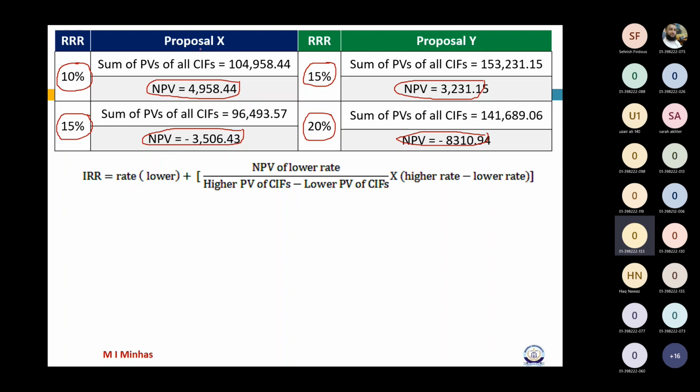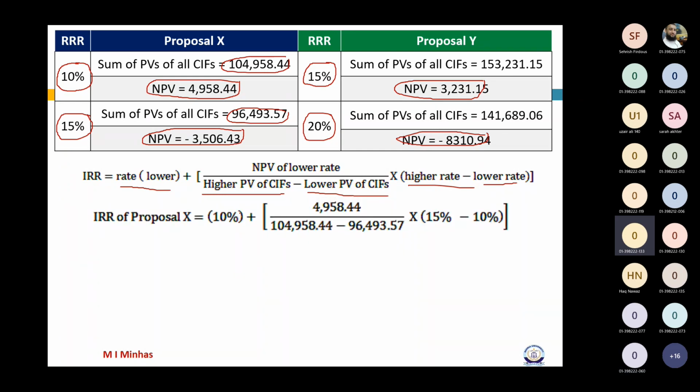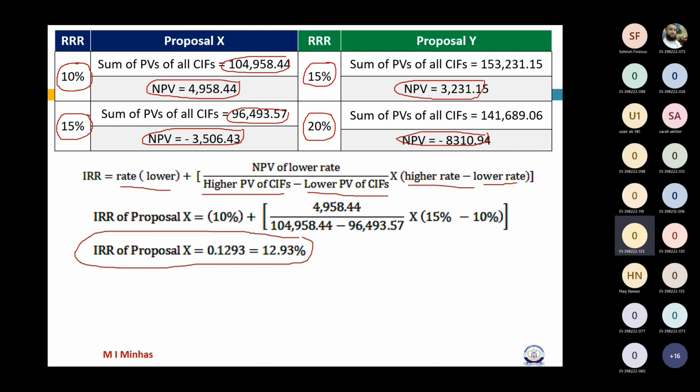So in case of proposal X, what would be my lower rate here? 10%, 0.10. And NPV at the lower rate is 4958. Then higher present value of cash inflows minus lower present value of cash inflows, we have got 104 minus 96. Correct? Then higher rate minus lower rate, that means 15% minus 10%. So the IRR for proposal X is 12.93%. Correct? Now, calculating this using the interpolation formula for proposal Y, what would be the lower rate here?